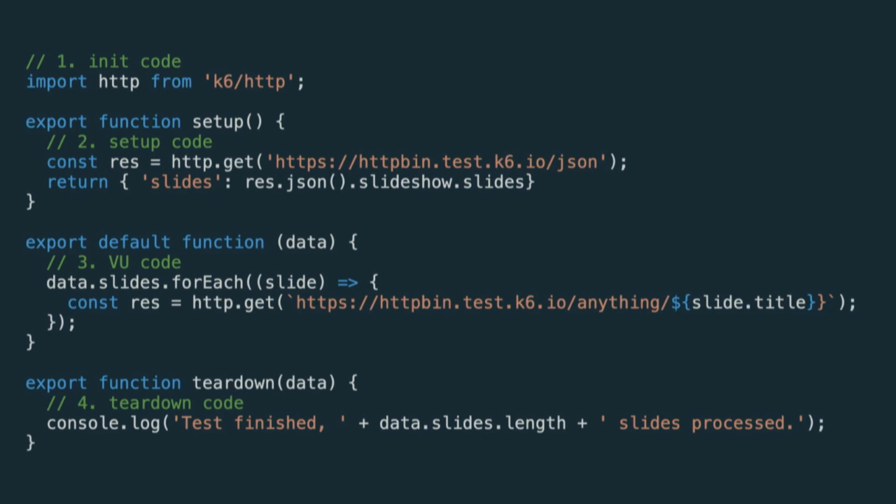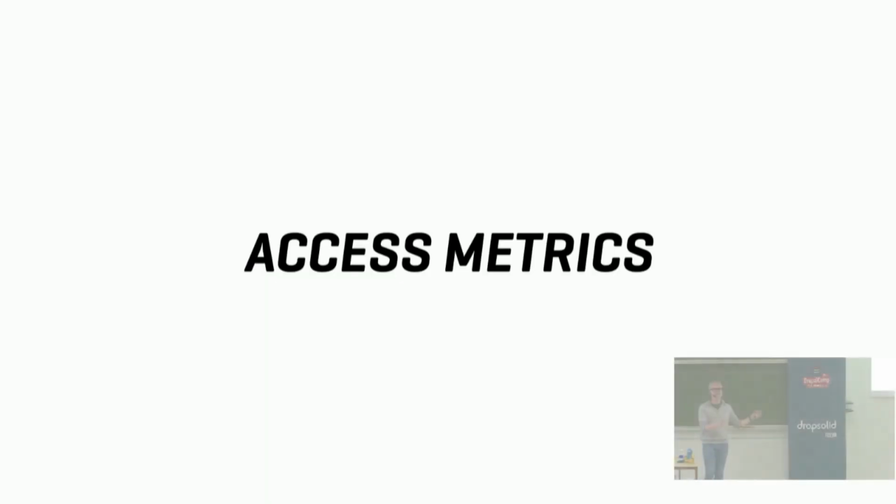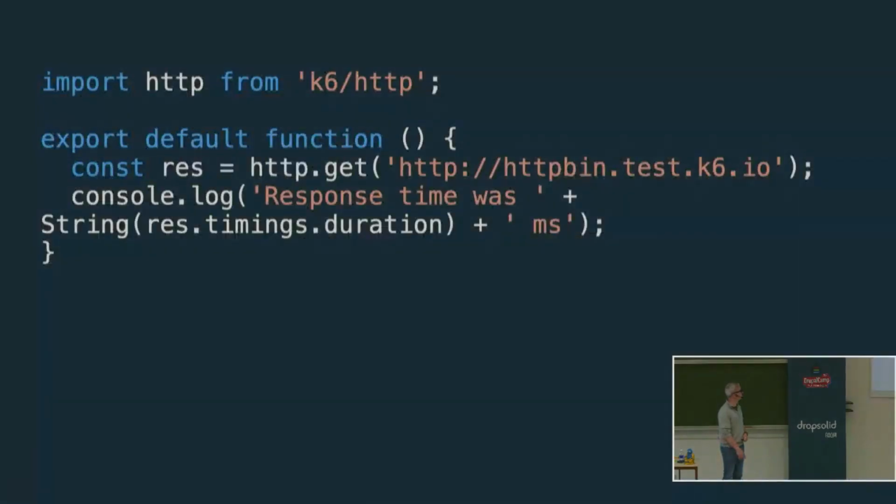All right, we're 20 minutes in. Let's take it up a notch and talk about the metrics that we've seen so far at the end of tests and try to access them ourselves. When you get the result back from your HTTP call, you can start inspecting it. You can do a console log and say, what was the duration? How many milliseconds did it take? And actually use those values in your script to do other things.